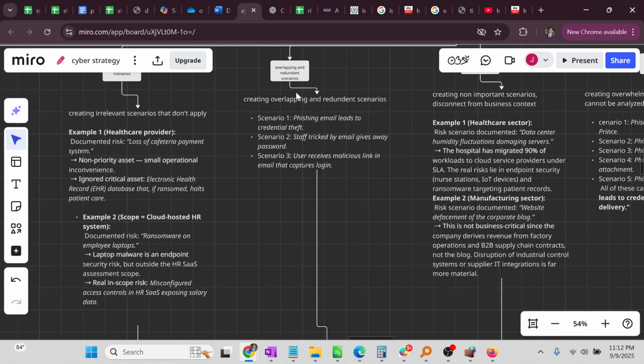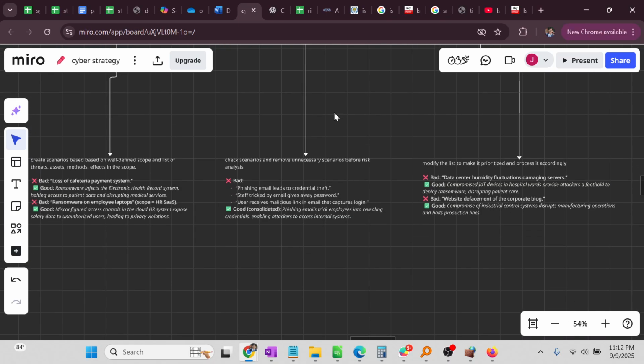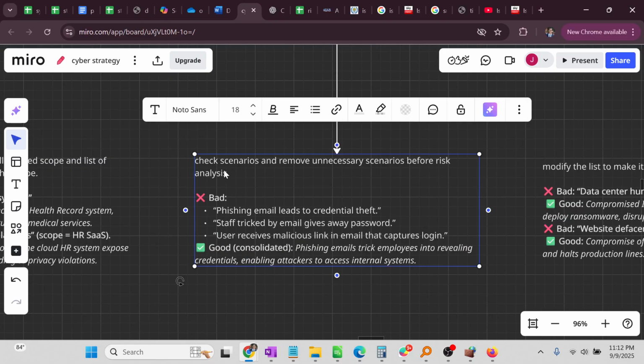All right. Another one is overlapping and redundant. And I think this can be fixed by just checking scenarios. Before you do risk analysis, just make sure you give a quick look at the scenarios and make sure that they are unique. And if they are not unique, you remove unnecessary scenarios before risk analysis.